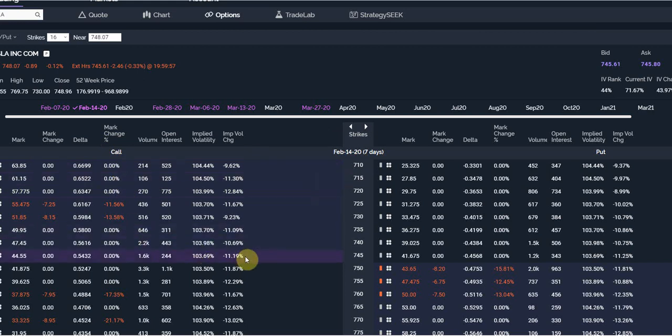So let's say I think Tesla is going to $2,000 a share. I don't, but let's say I did. There are people out there that think it's going to 7,000. Let's say these people don't want to spend $740 per share right now. So what they do is they say, you know what? Let me spend a fraction of this and lock my price.